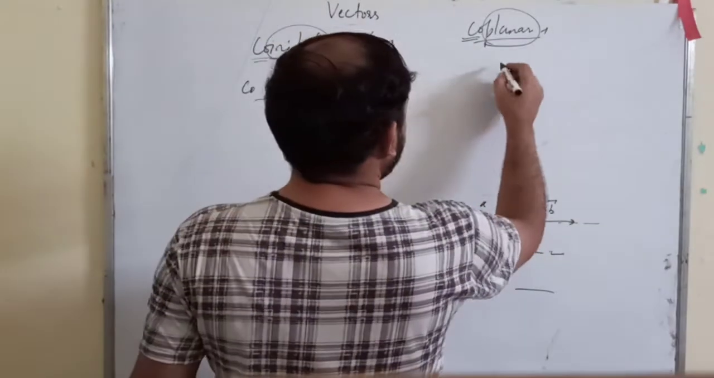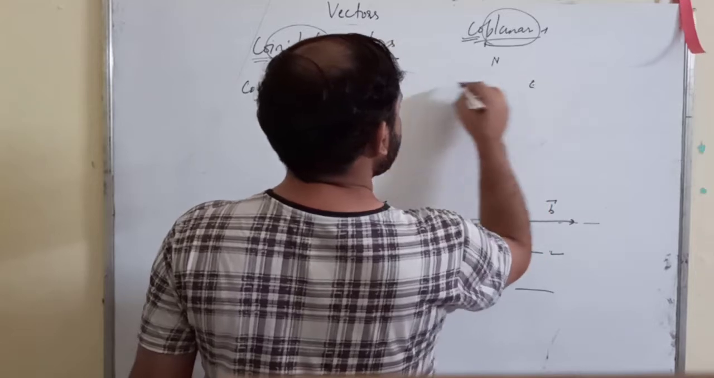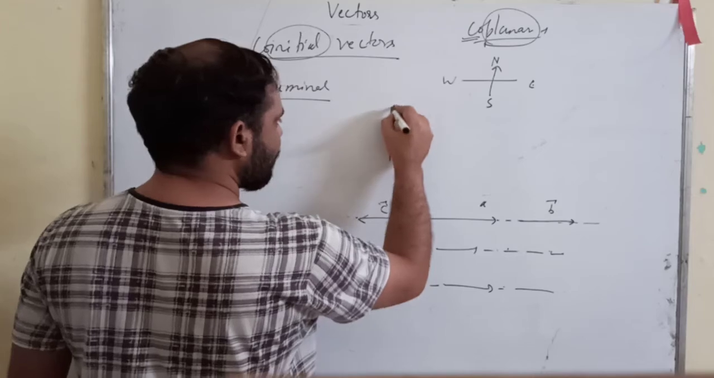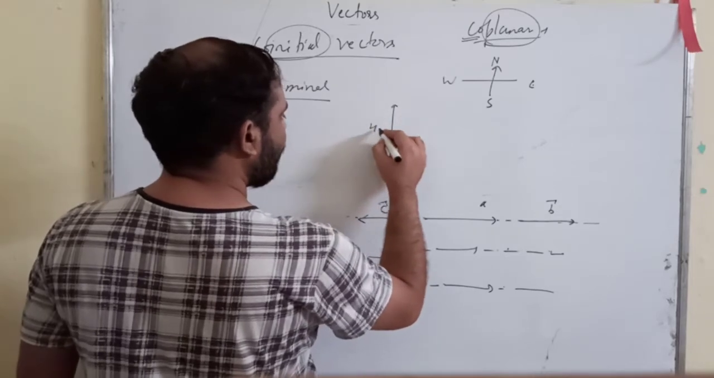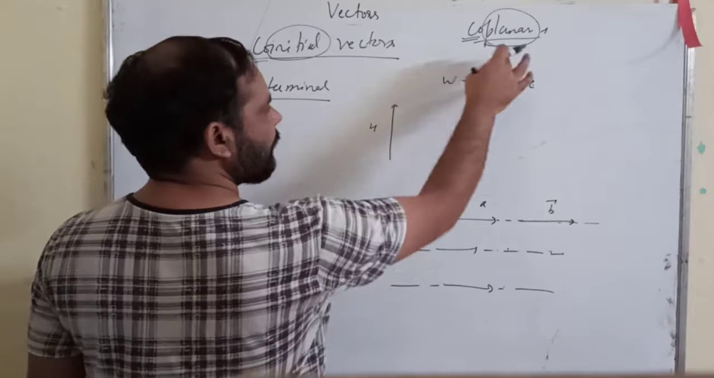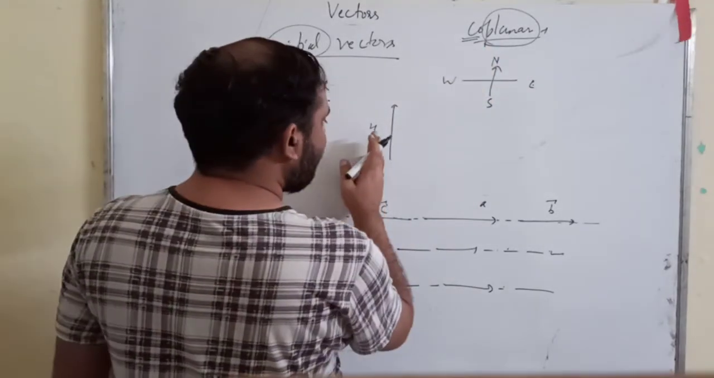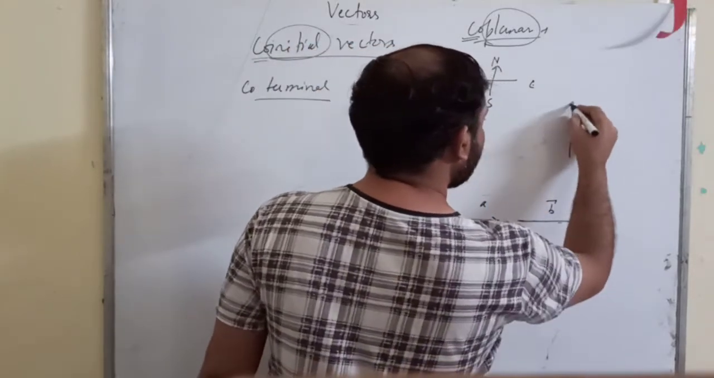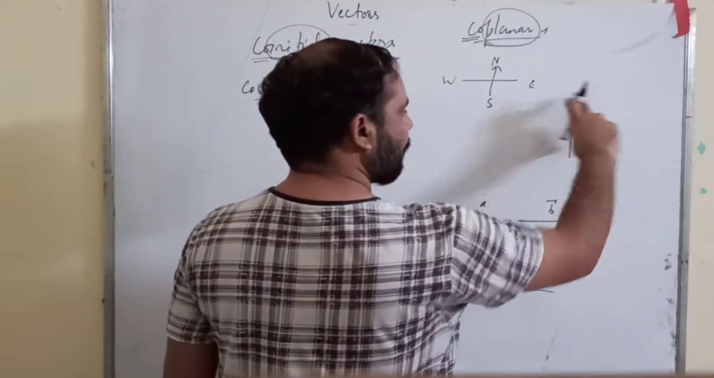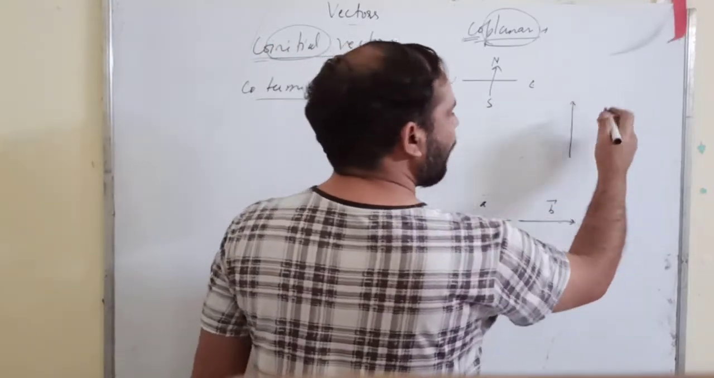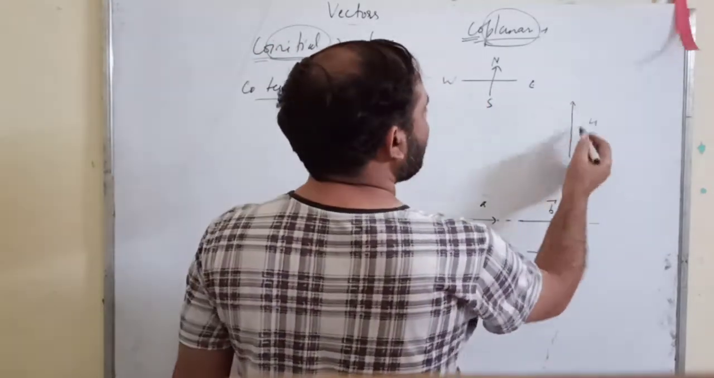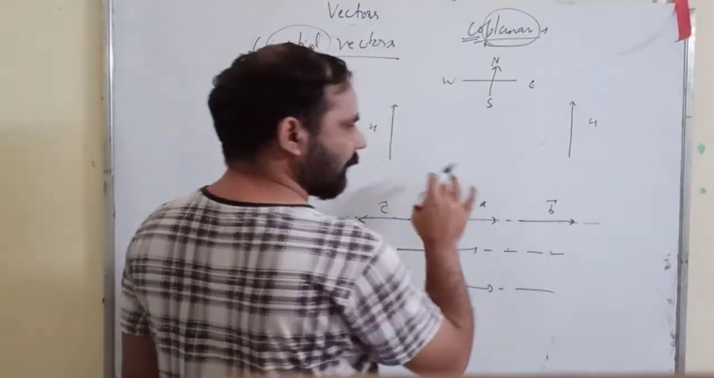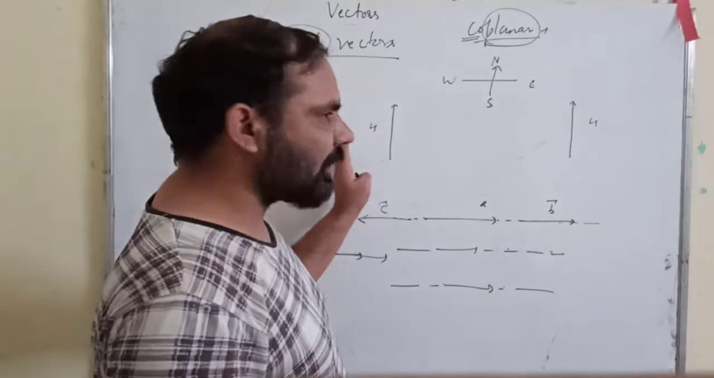Suppose this is north, south, east, west. Okay, you consider this direction. Suppose I draw a vector like this. This is 4 units, the length is 4 units and the direction is along north. Okay, if I shift this vector here in such a way that the length of this line is equal, it means the magnitude is 4 units only and the direction is again towards north. Okay, so this is possible. Are you getting it? You can always shift the vector.